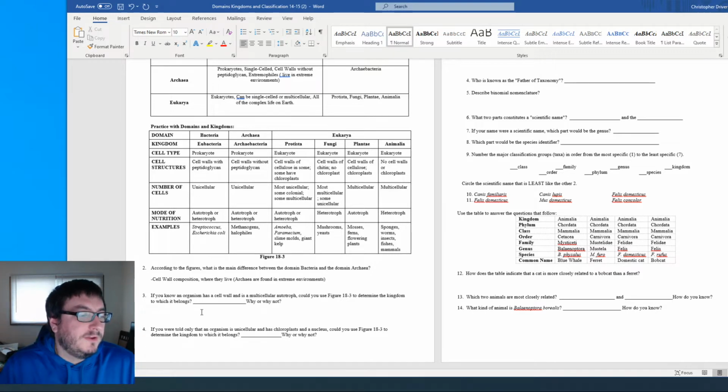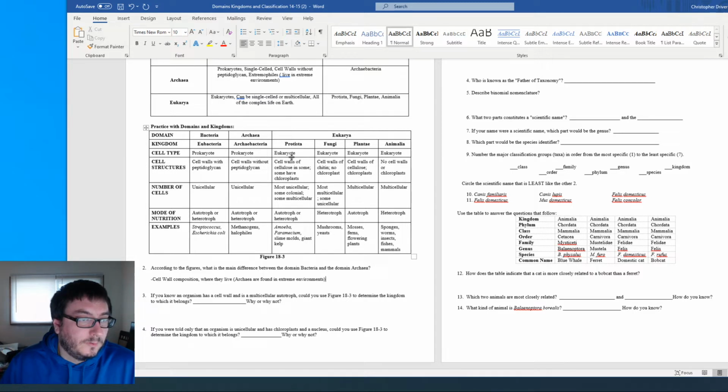Number 3, if you know an organism has a cell wall and is multicellular, so it's complex life, and is a multicellular autotroph. Autotroph means that it makes its own food. Could you use figure 18-3 to determine the kingdom to which it belongs? Well, let's go ahead and take a look and see if we could figure that out. Multicellular. That gives us a dead giveaway. We're going to find this in domain Eukarya because only eukaryotes can be multicellular.